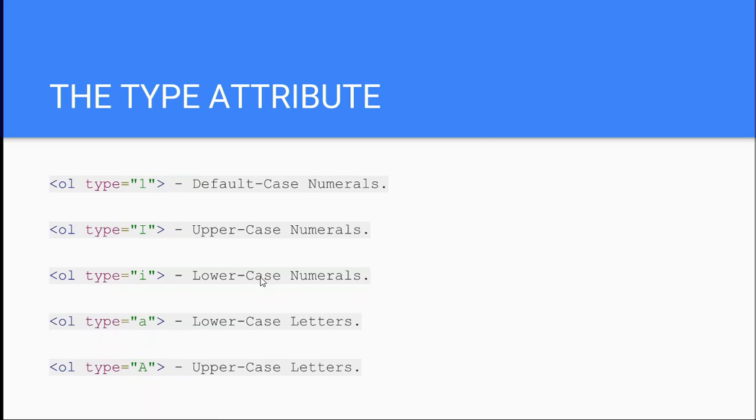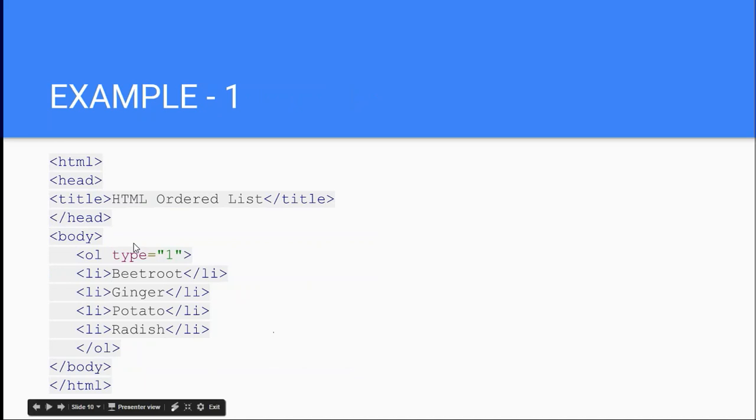So this is our first example. Here the OL order list type is 1. So we should get 1, 2, 3, 4 here. We already tried it, but we are trying again. If you don't mention any type, you'll always get the default one, that is like 1, 2, 3, 4, 5. If you mention the type, we are mentioning 1 here, so we should get the numerics 1, 2, 3, 4 like that.